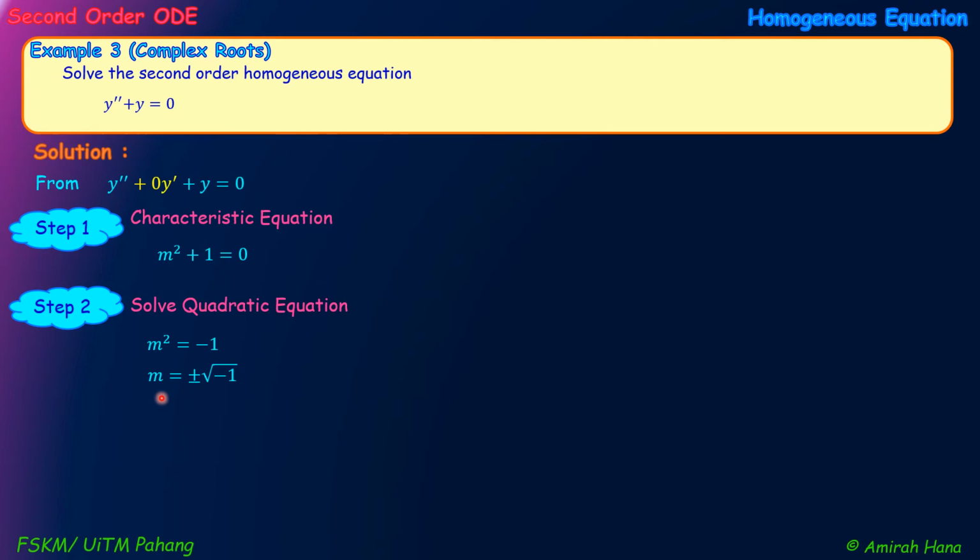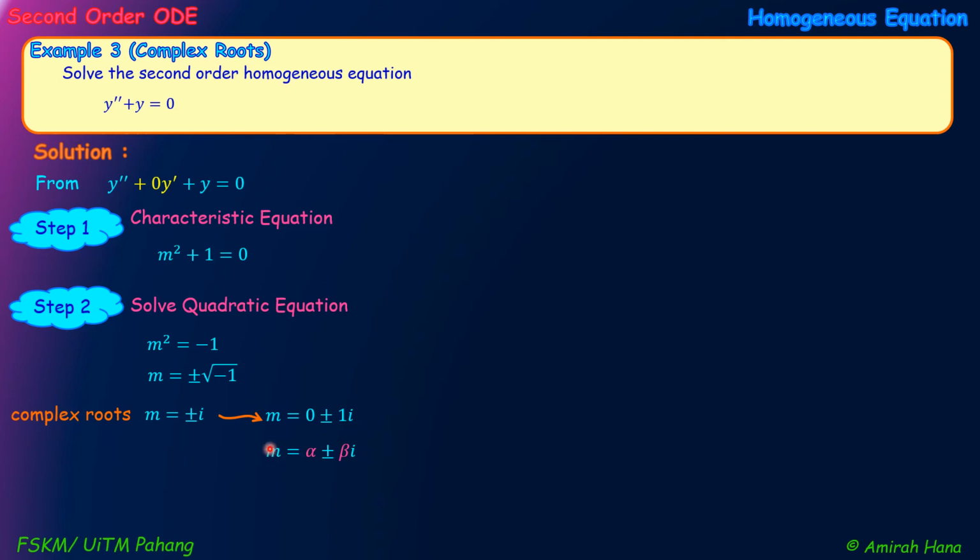Then we write m equals to, we move the square to the right hand side, so we get the square root of -1 here. And the square root of -1 actually equals to i, which means imaginary numbers. Because there is a term containing i here, this means these are complex roots. Then we can write m equals to 0 plus minus 1i.